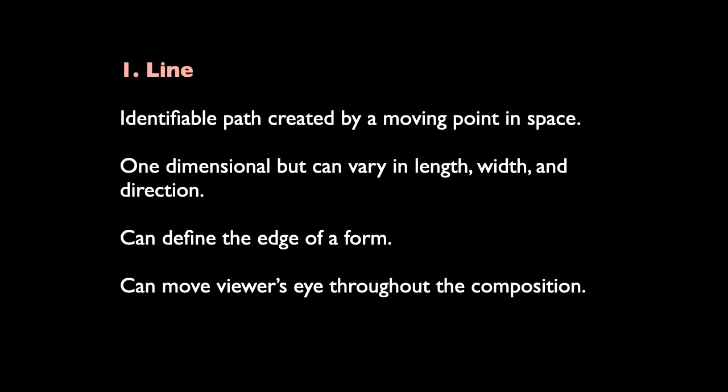First up, line. Line is any identifiable path created by a moving point in space. It's one-dimensional on one hand, it's extended point, but it can vary in length, width, and direction in all practical purposes. Line can define the edge of a form. Line can move the viewer's eye throughout the composition in a work of art.